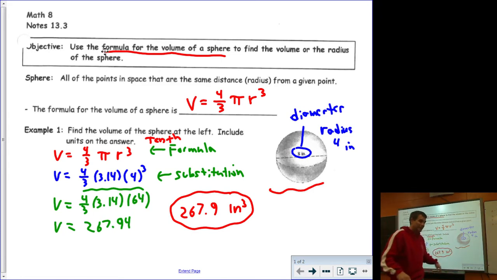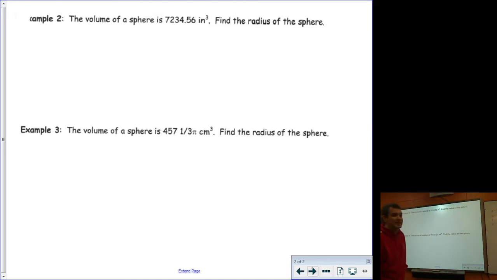All right, I'm only going to do one of those because I think those are relatively easy. The other two examples are finding the radius, which students generally find more difficult. Let's go to it here. The volume of a sphere is 7,234.56 cubic inches. Find the radius.